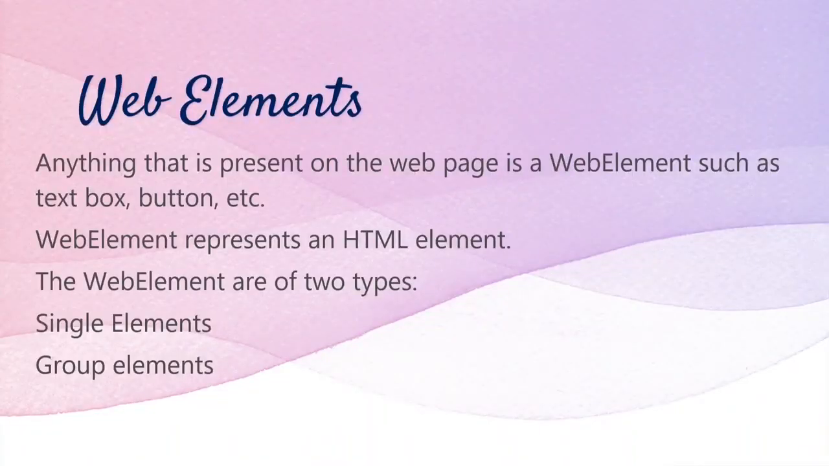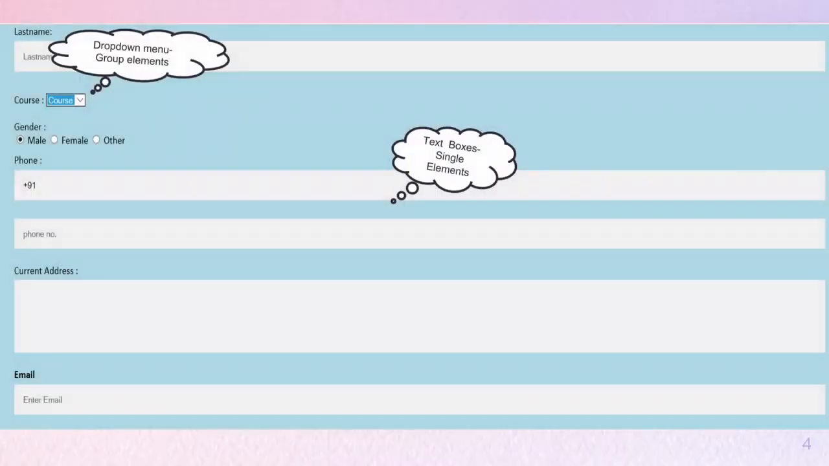Now, web elements are basically of two types. One is the single element, the second is the group elements. Now, single element. This is the registration page. Here you can see these text boxes, right? So these are single elements. Why? Because we can easily find a locator to work with them. For example, we can find through ID, we can find through name. So these are the different types of locators that will be used to inspect these elements, these text boxes, this radio button.